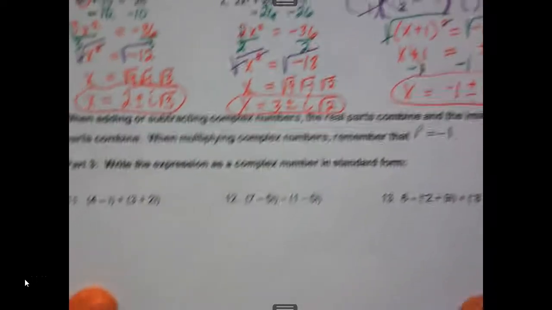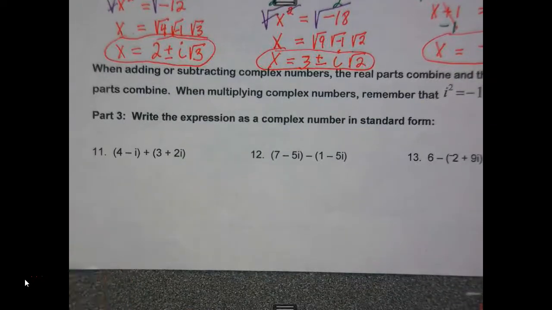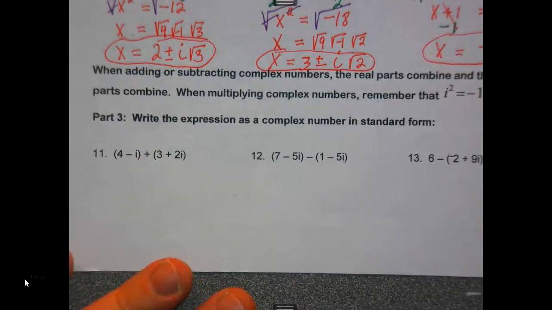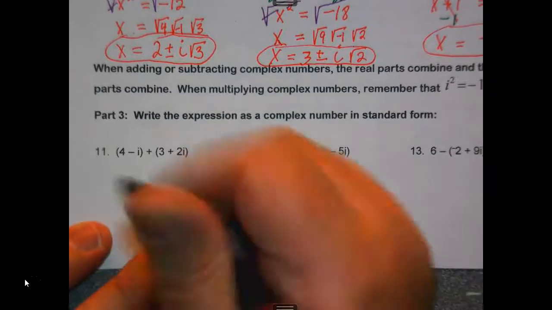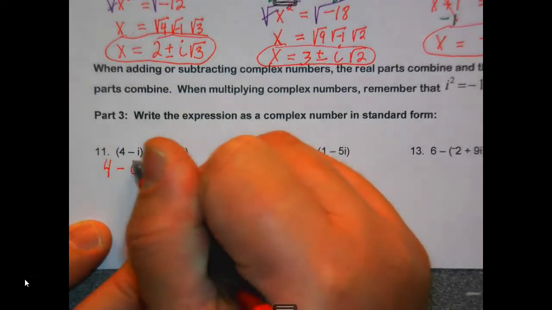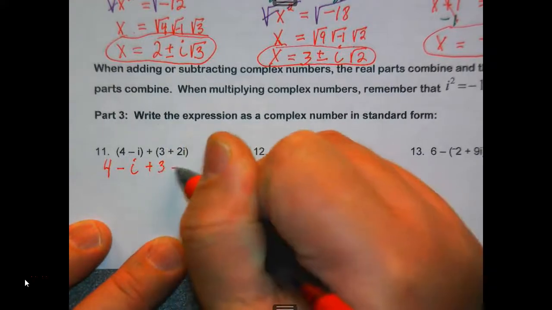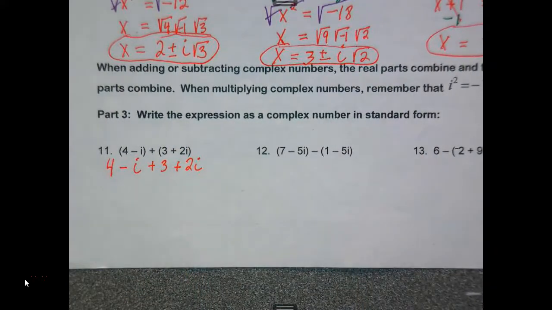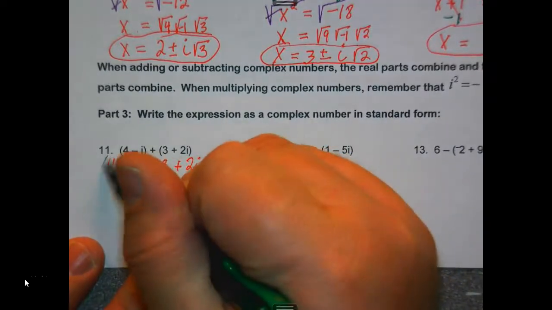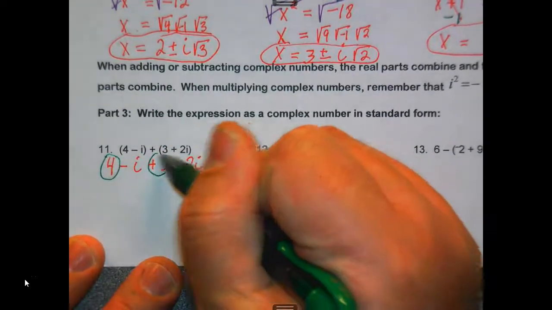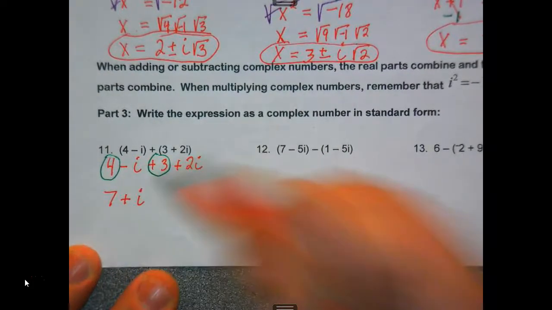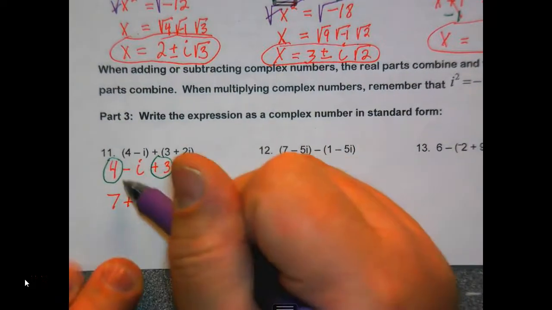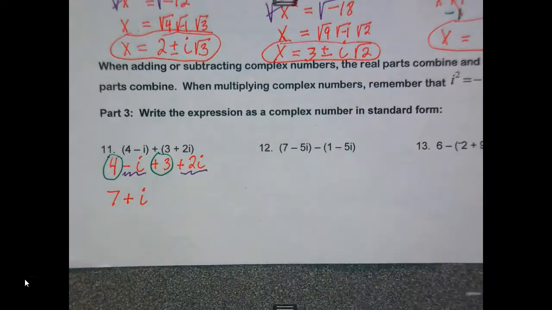All right, number 11. Here we are with addition and subtraction. Now, addition problems is easy, right? Just drop the parentheses and combine like terms. So I have 4 minus i plus 3 plus 2i. Combine like terms. My rationals, I have 4, 3, 7 plus 1i. There you go. Minus i plus 2i is a plus 1i.